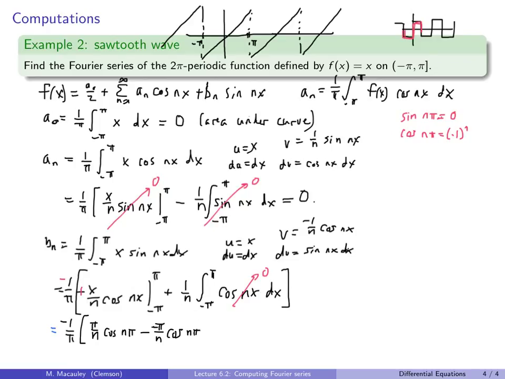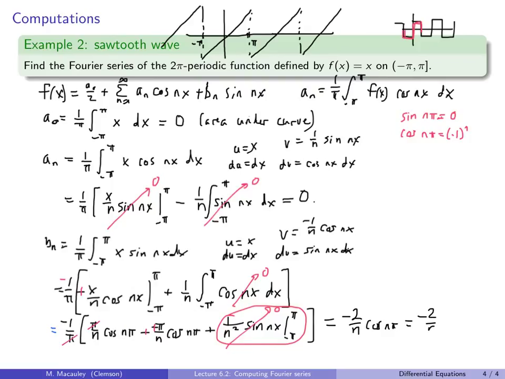And if you're not satisfied with why I just made this 0, let's just check. This is going to be plus 1 over n squared sine of nx from negative pi to pi, and hopefully you're satisfied that this term is going to be 0, because remember, sine of n pi and sine of negative n pi are going to be 0. So that goes to 0. Anyways, let's simplify. We have a minus negative, that's going to make it a plus. We also have this pi canceling with that pi. So we have negative 2 over n times cosine of n pi, which is negative 2 over n times negative 1 to the n.